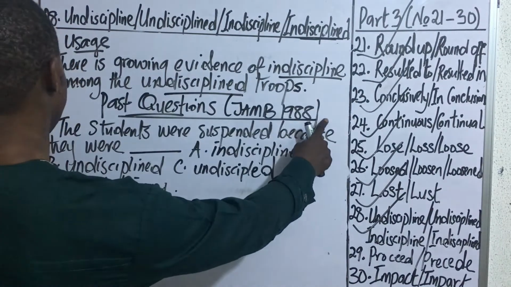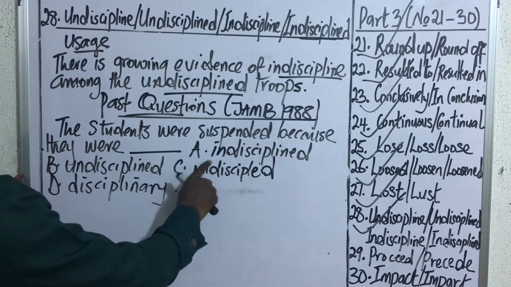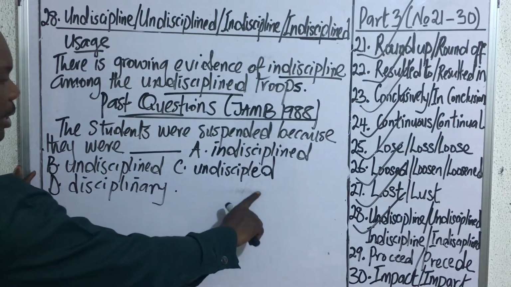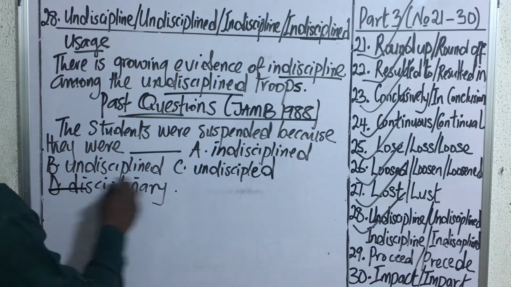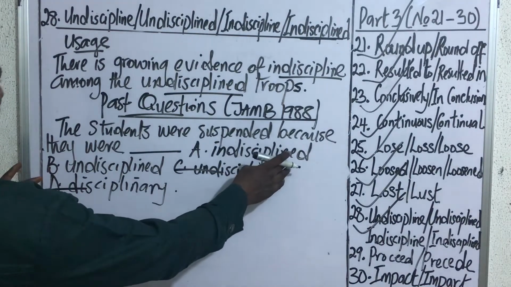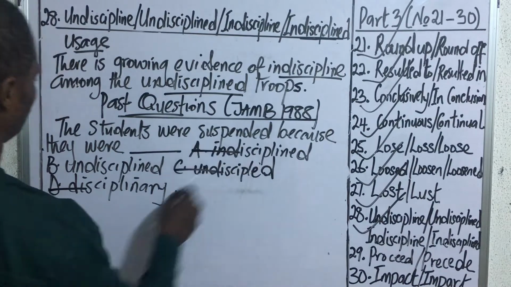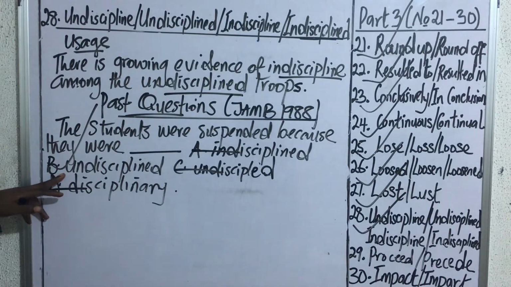JAMB 1988. The students were suspended because they were dash. A. Indisciplined, B. Undisciplined, C. Undiscipled, D. Disciplinary. Just remove these two, undiscipled and disciplinary. So it's going to be between indisciplined and undisciplined. We have established that this word is not a regular use, but the regular form of the word is undisciplined. So the correct answer is B.